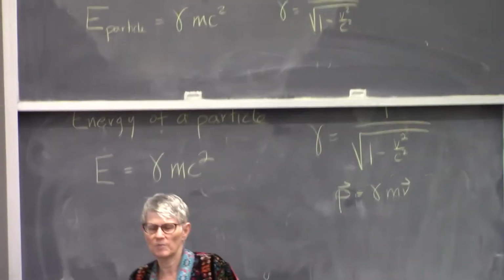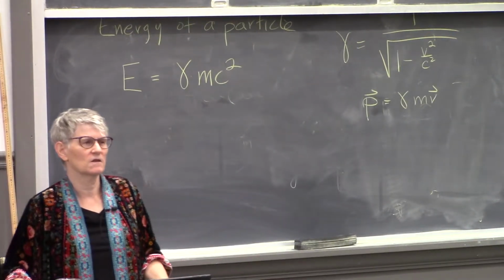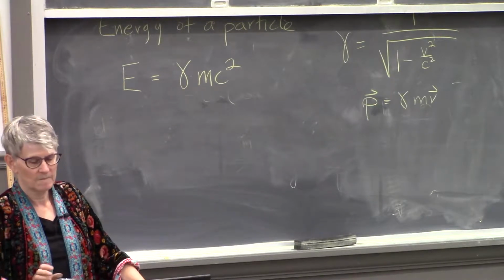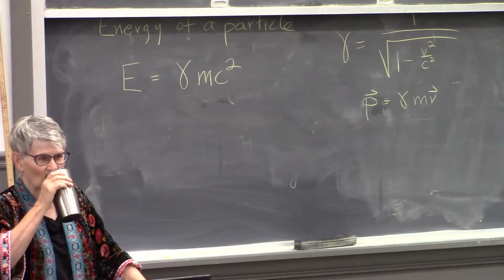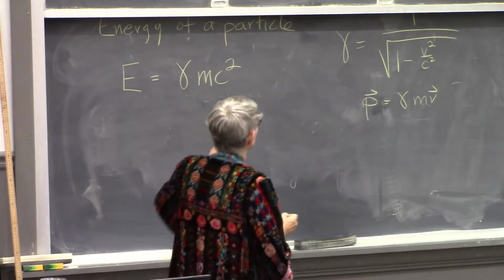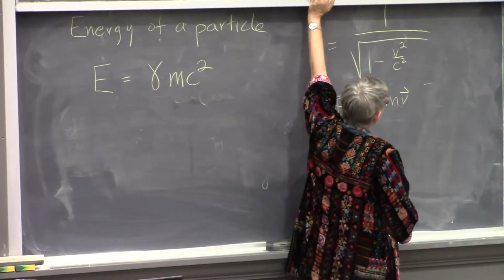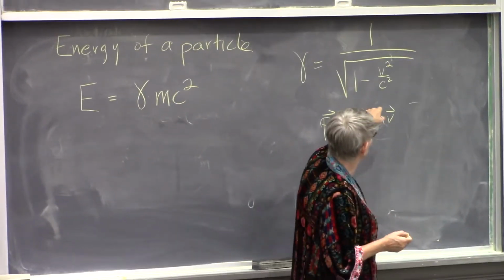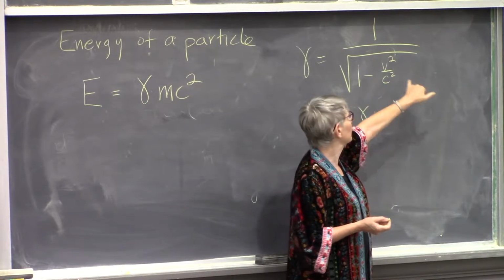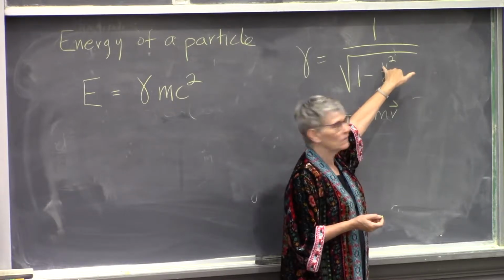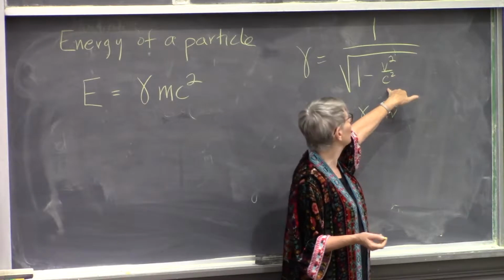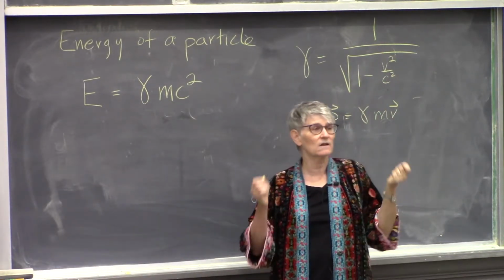What would be the energy of a particle that is at rest? So where does speed come into this equation? Speed comes into the equation in gamma, doesn't it? So let's see what happens to gamma if the particle's at rest. So v is 0. So now we have 1 minus 0. The square root of 1 is 1. We have 1 over 1, so gamma is exactly 1.